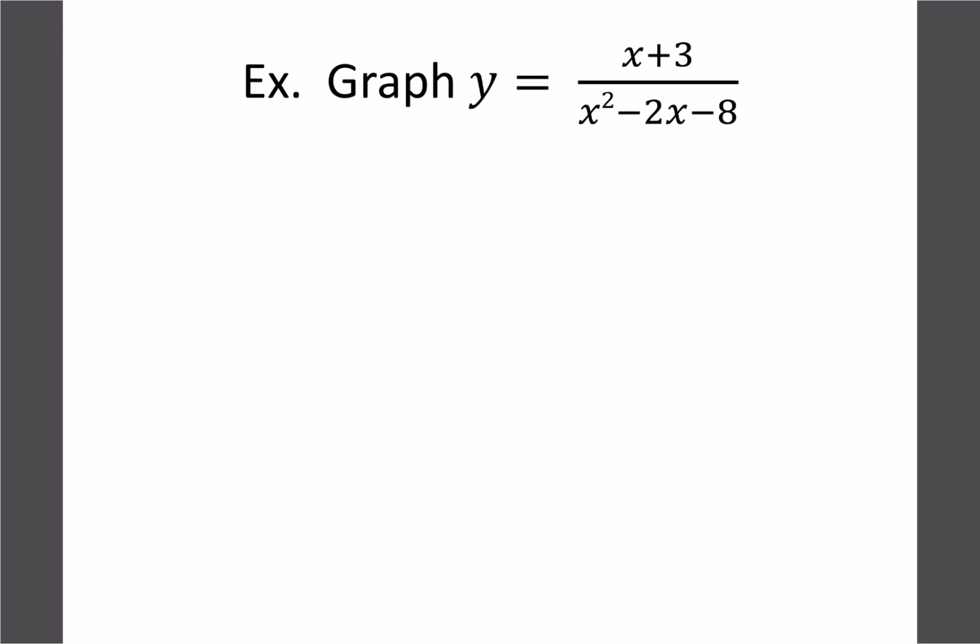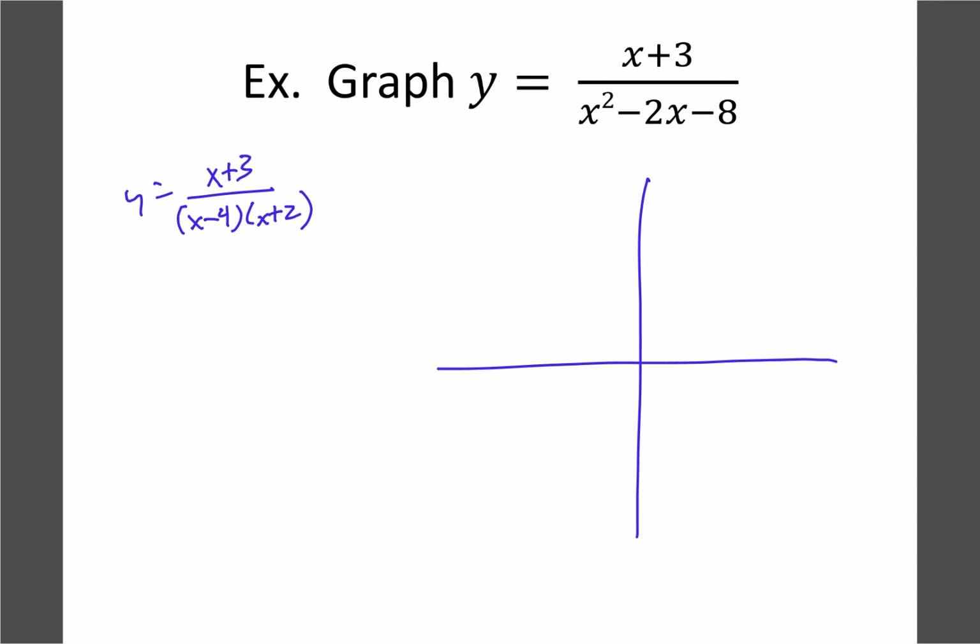So in this case, if we factor the top, we have x plus 3. Factor the bottom, we have x minus 4 and x plus 2. So you can see in this case, nothing cancels. So we get 2 asymptote lines, at 4 and -2. And because nothing cancels, we have no discontinuity points.